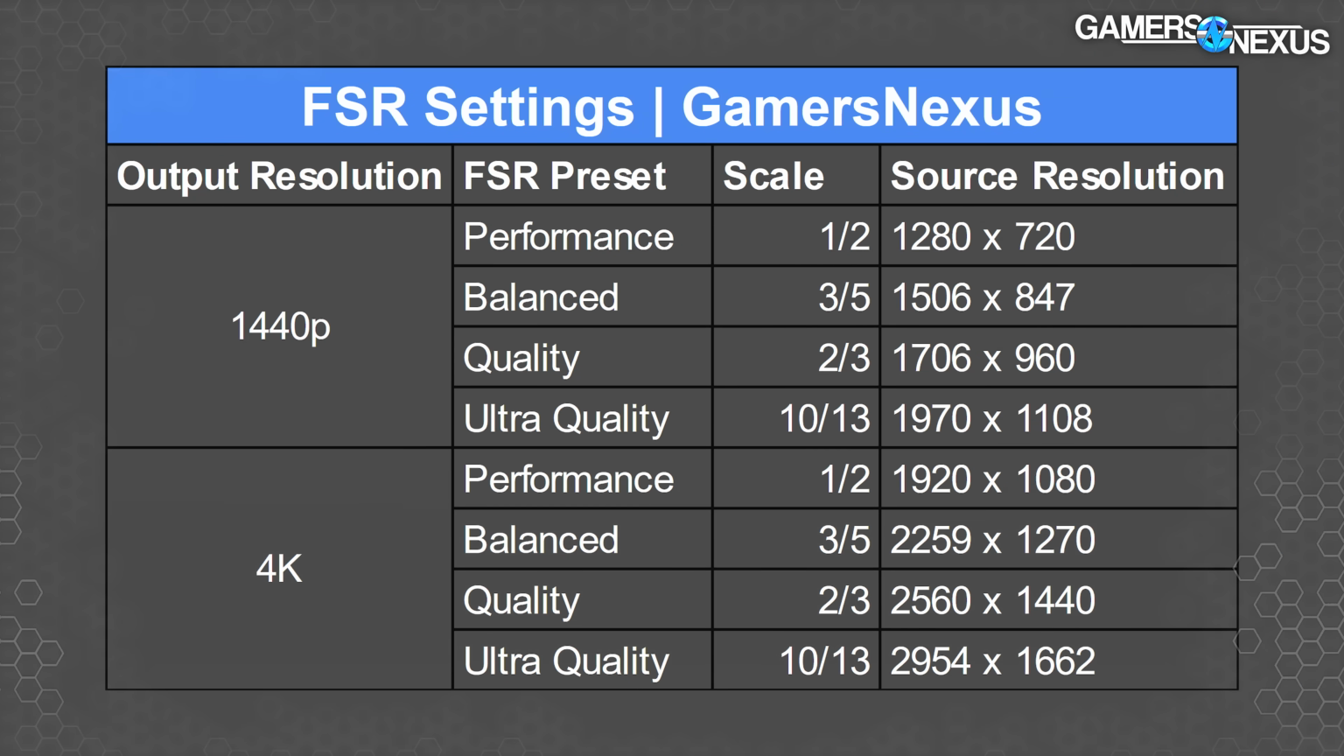FSR is a post-processing upscaling filter with several predefined settings. For example, FSR Ultra Quality renders the game at 10/13 the width and height of native resolution, while FSR Performance renders at half the width and height of native resolution. The lower res source is then upscaled using a filter intended to make the end result look closer to the native screen resolution.